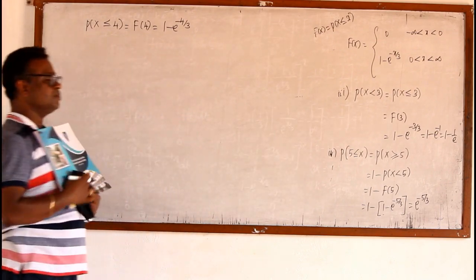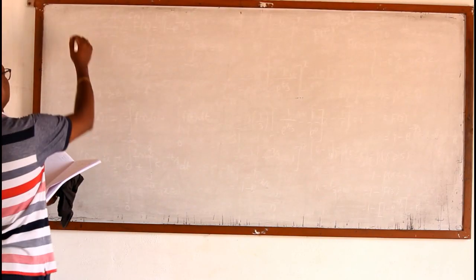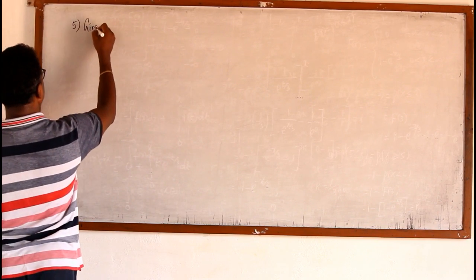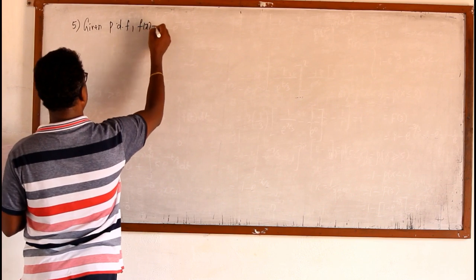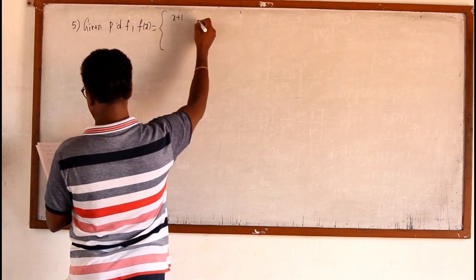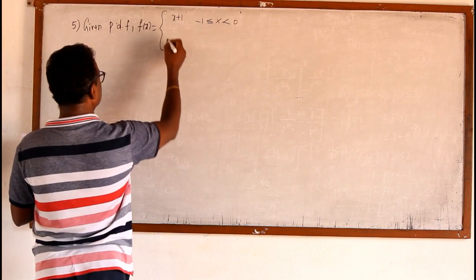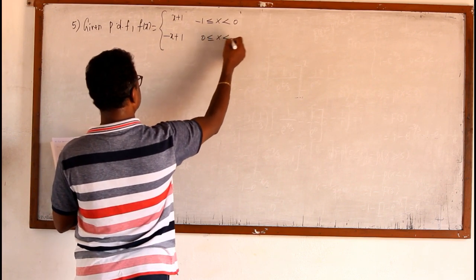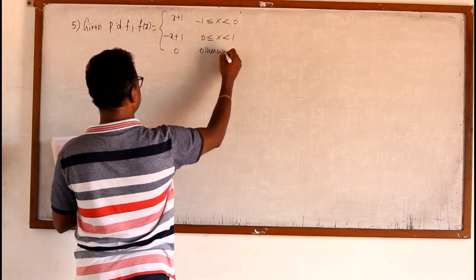Next we shall go to problem number 5. Now the fifth problem. Given the PDF f of x equal to x plus 1 for minus 1 less than or equal to x less than 0, minus x plus 1 for 0 less than or equal to x less than 1, and 0 otherwise.